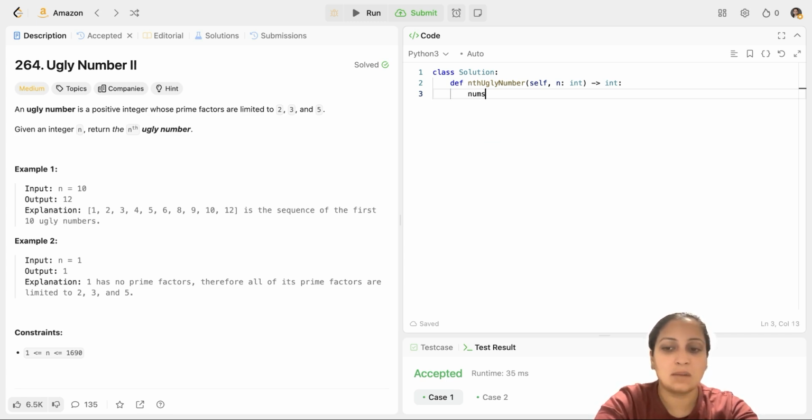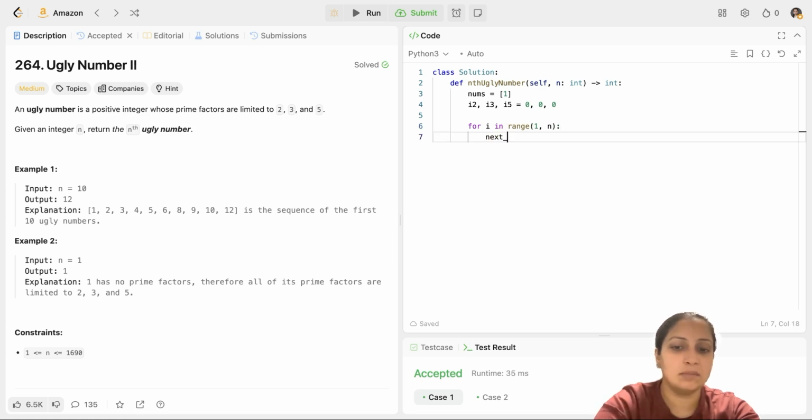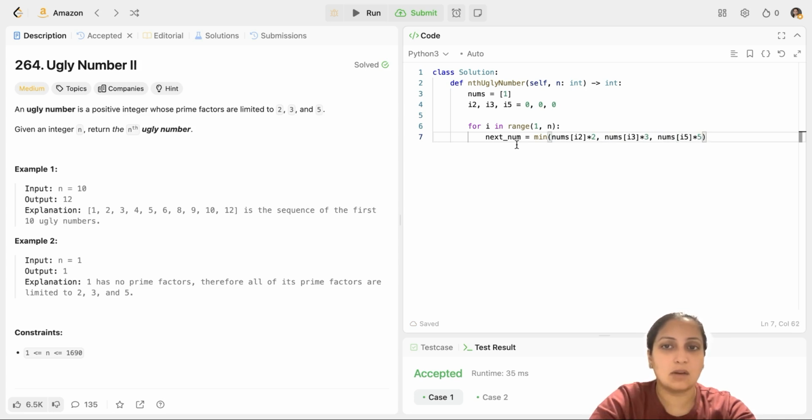So let me initialize my nums array by default value, which is 1. So my index 0 is already sorted. So I will set I2, I3 and I5 all at 0 index initially because I have only one element in the array. Now I will run the for loop for I in range 1 to n because I already have index 0 already positioned. So I will start from 1 to n and my next num would be the minimum of nums I2 multiplied by 2, nums I3 multiplied by 3 and nums I5 multiplied by 5. So that's how I'm going to do.